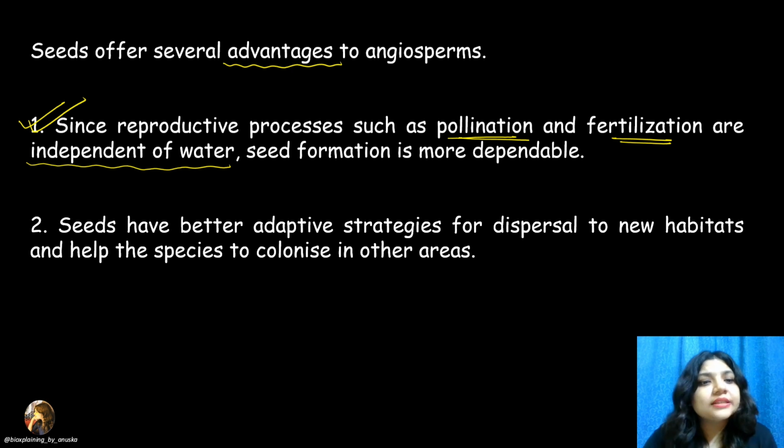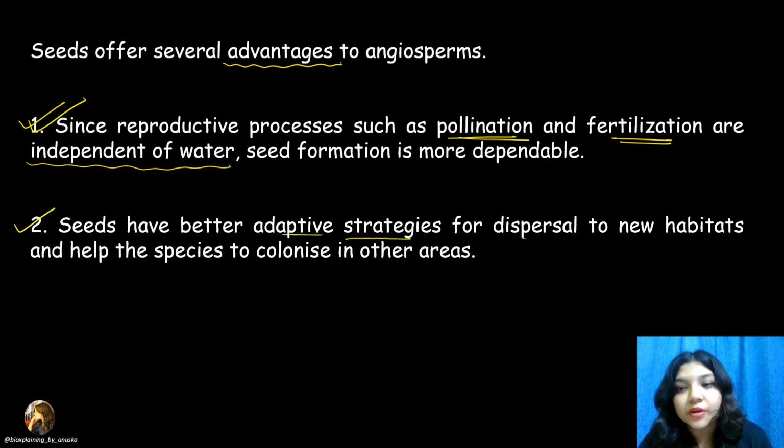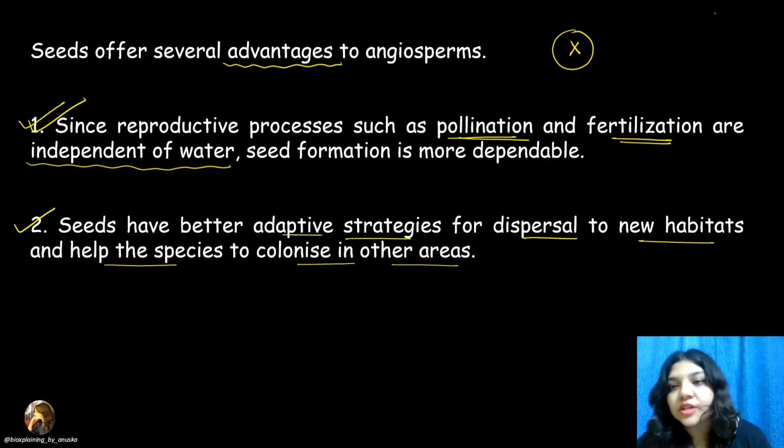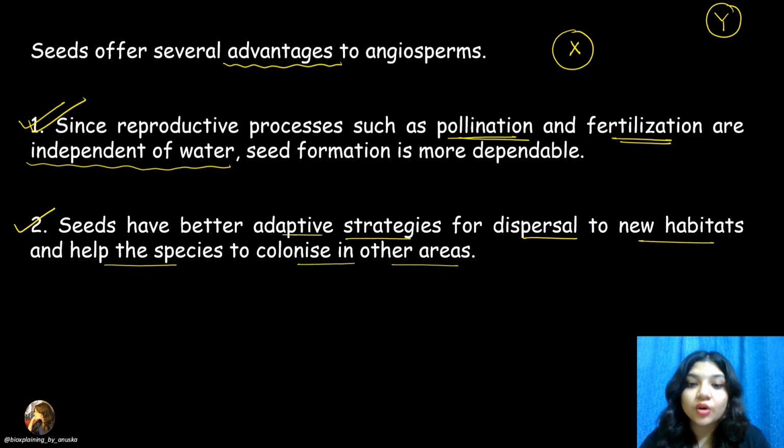Second, seeds have better adaptive strategies for dispersal to new habitats and help the species to colonize in other areas. मतलब suppose in region X, suppose ये है एक region X, यहाँ पे एक certain type of seeds है, right? दूसरे type of region है Y, where this type of plant is not at all present. Okay, so what will happen is, say seeds or plants are present here.